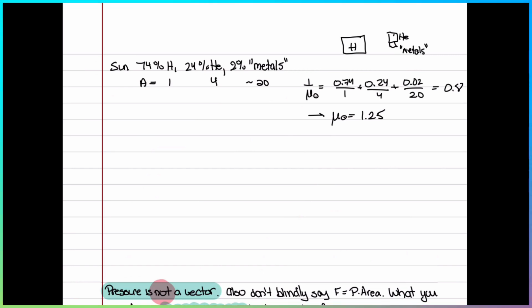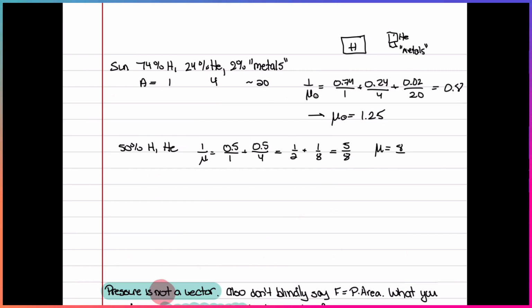If you want just one more quick example, let's take something that is 50% hydrogen and 50% helium. Then the mean molecular weight is going to be 0.5 divided by 1 plus 0.5 divided by 4. That's the same thing as 1/2 plus 1/8, which is 5/8. So in this case, mu is equal to 8/5, so the mean molecular weight is about 1.8, which is less than 2, notice.